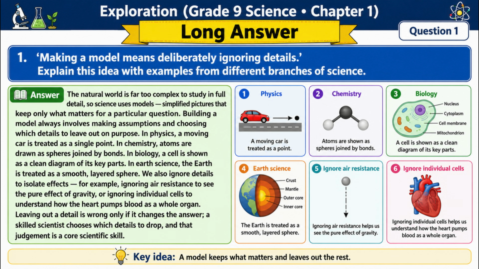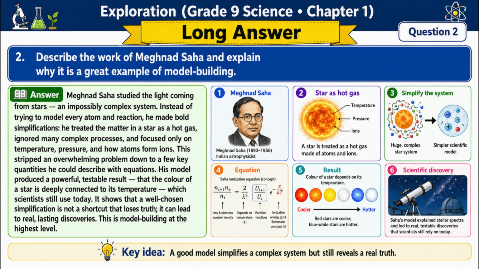Leaving out a detail is wrong only if it changes the answer. A skilled scientist chooses which details to drop, and that judgment is a core scientific skill. 2. Describe the work of Meghnad Saha and explain why it is a great example of model building.